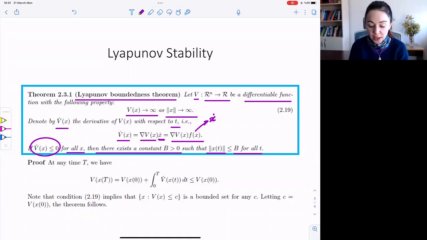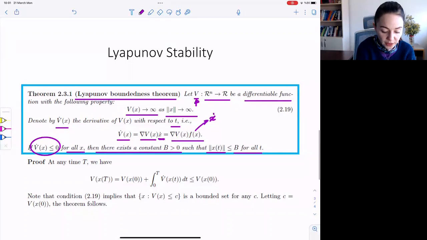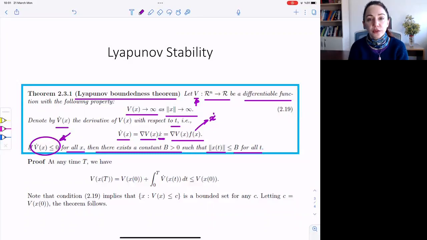So what does this mean? If we can find a Lyapunov function for our dynamical system that satisfies these conditions, and we can show that the derivative of our Lyapunov function is never positive, then we are assured that our state is going to stay bounded. It will be in a bounded region. And that is a good step toward the stability of our equilibrium points.